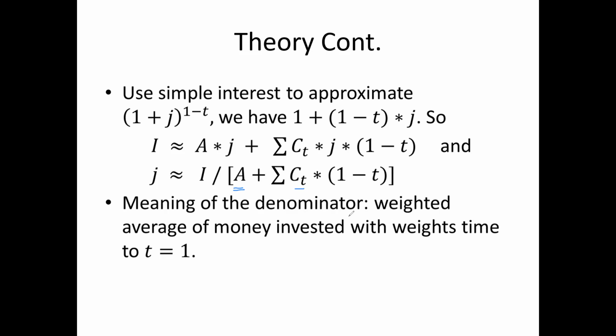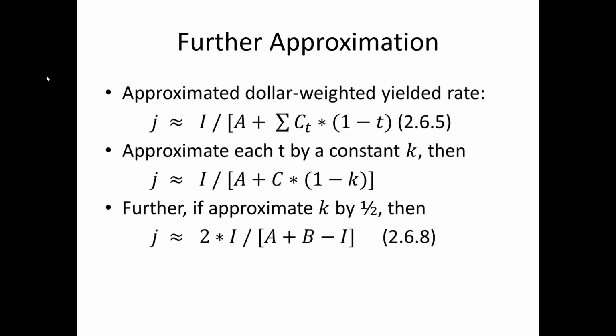Sorry, I think I said it in a slightly awkward way. So it should be read as weighted average of money invested with weights time to t equal 1. Okay, so that's the correct way of saying this sentence. Okay, so this is one approximation. In the textbook, this is 2.6.5.